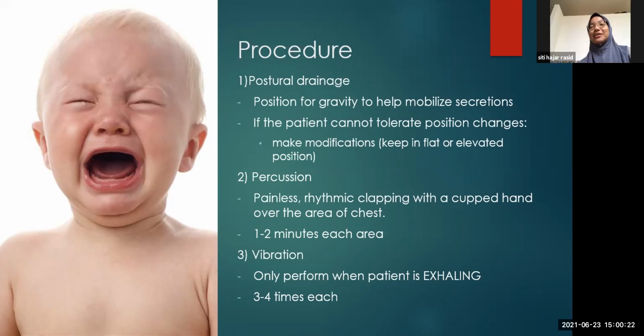So, but for the part of vibration, I think the baby will be comfortable. It is performed when the patient is exhaling, and we just take about 3 to 4 times each for the vibration. Okay, next slide.